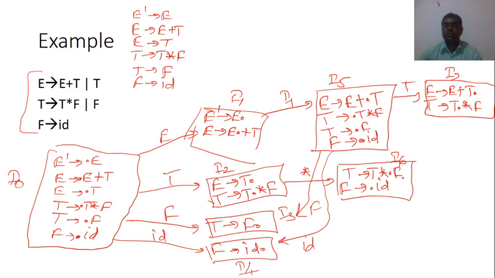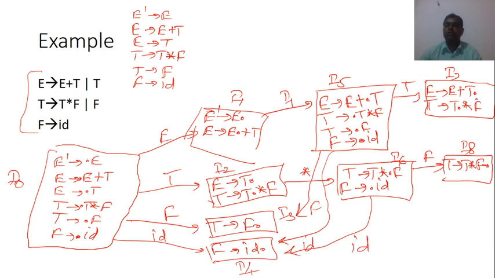Now go to I6. Here I can read F. When you read here F, what you will get? T → T asterisk F dot. That is your I8. When you read your id, you will get F → id dot. That is same as I4.